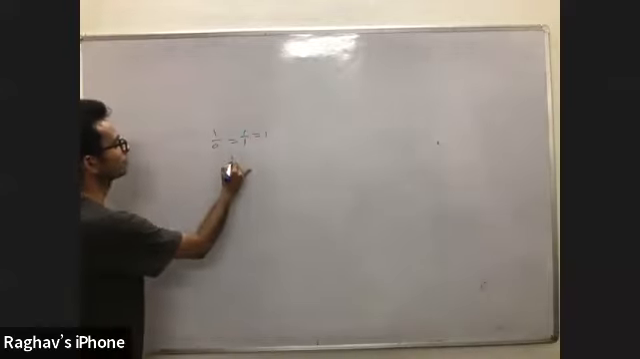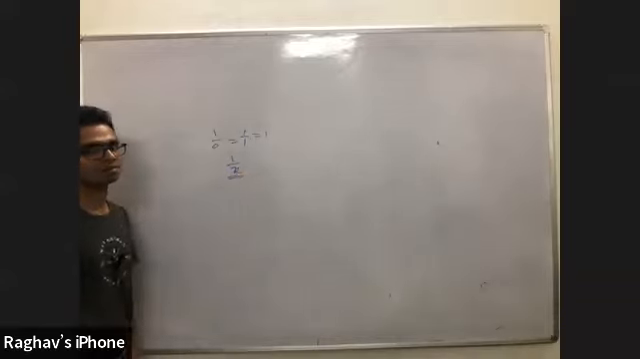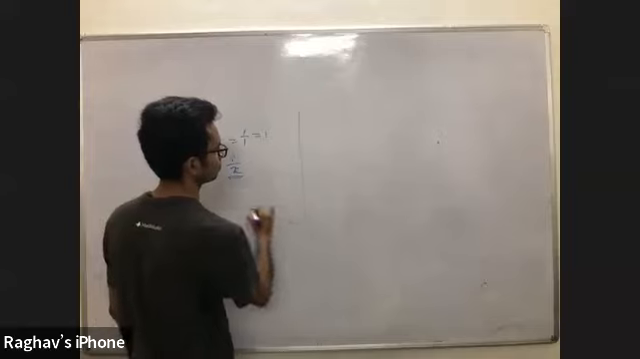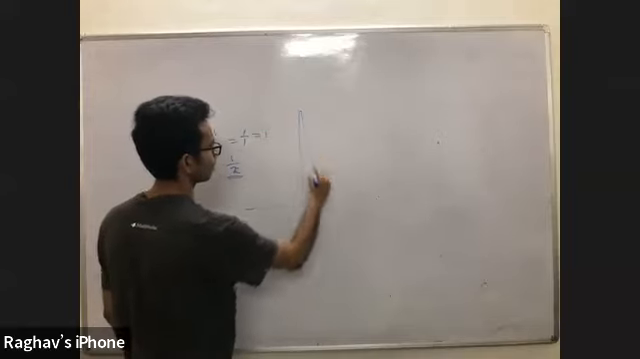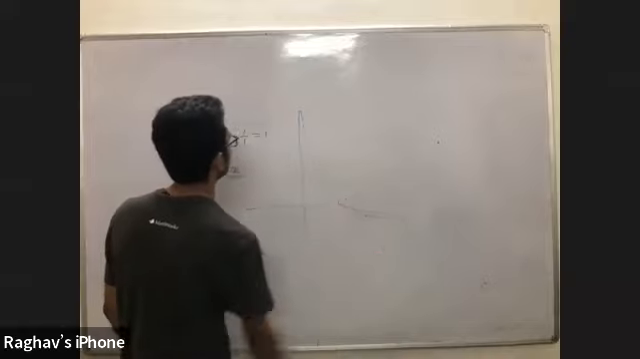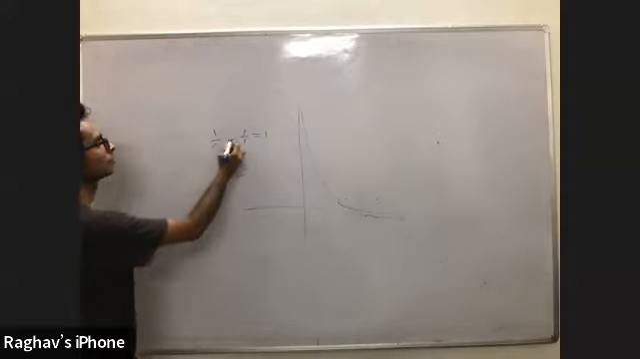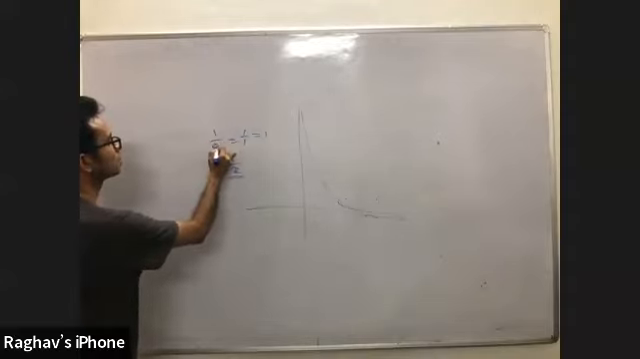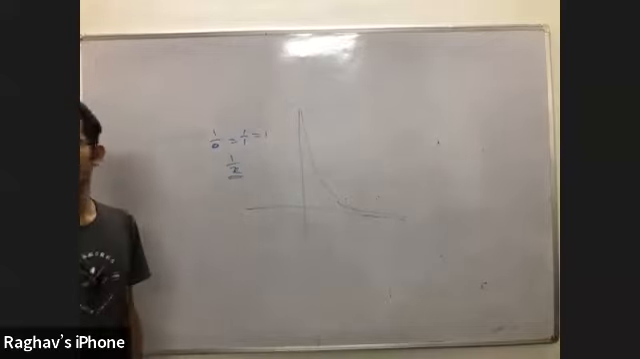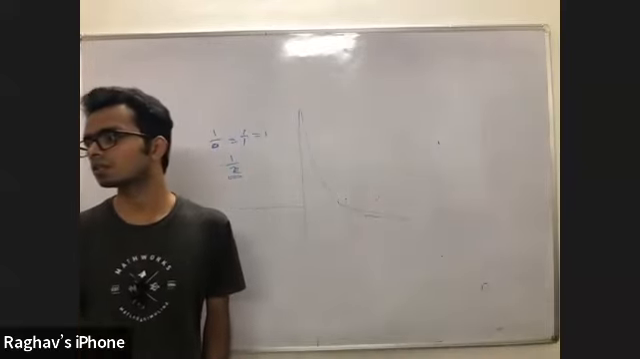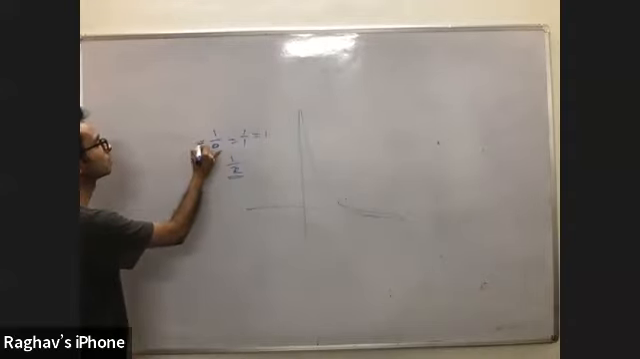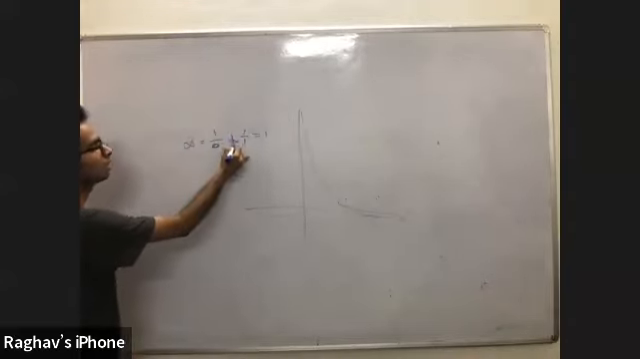Do you know the 1 by x graph? Like this. 1 by 0 is infinite. Anirudh, 1 by 0 is infinite. So 0 is a very small number. If you divide anything by a very small number, it will be a very large number. If it is 0, then it will be infinite. 1 by 0 is infinite, not equal.